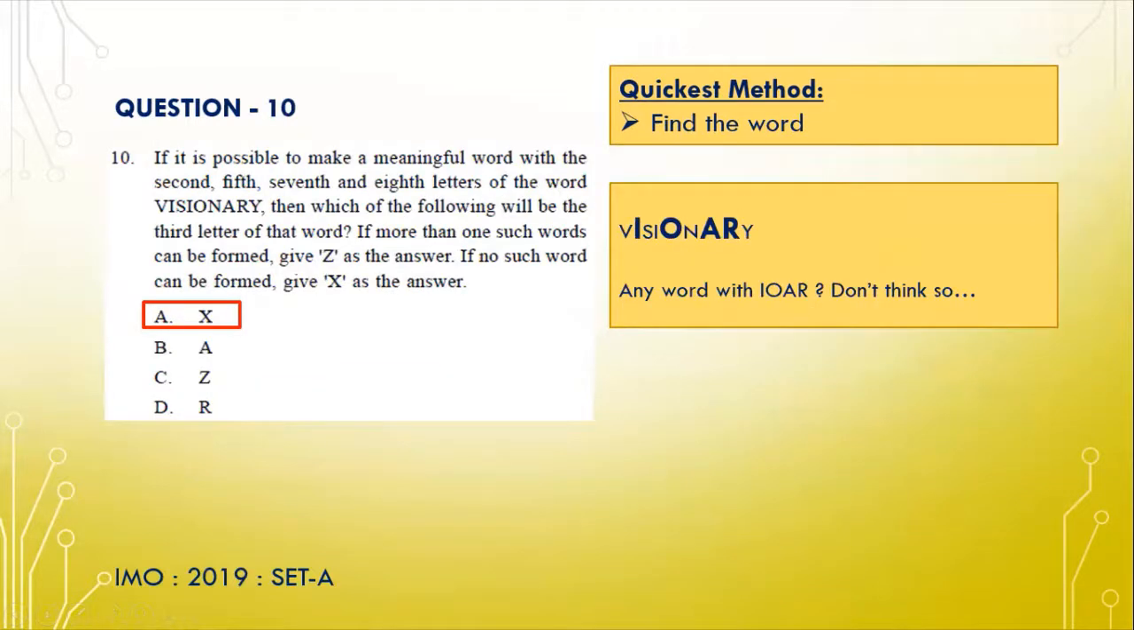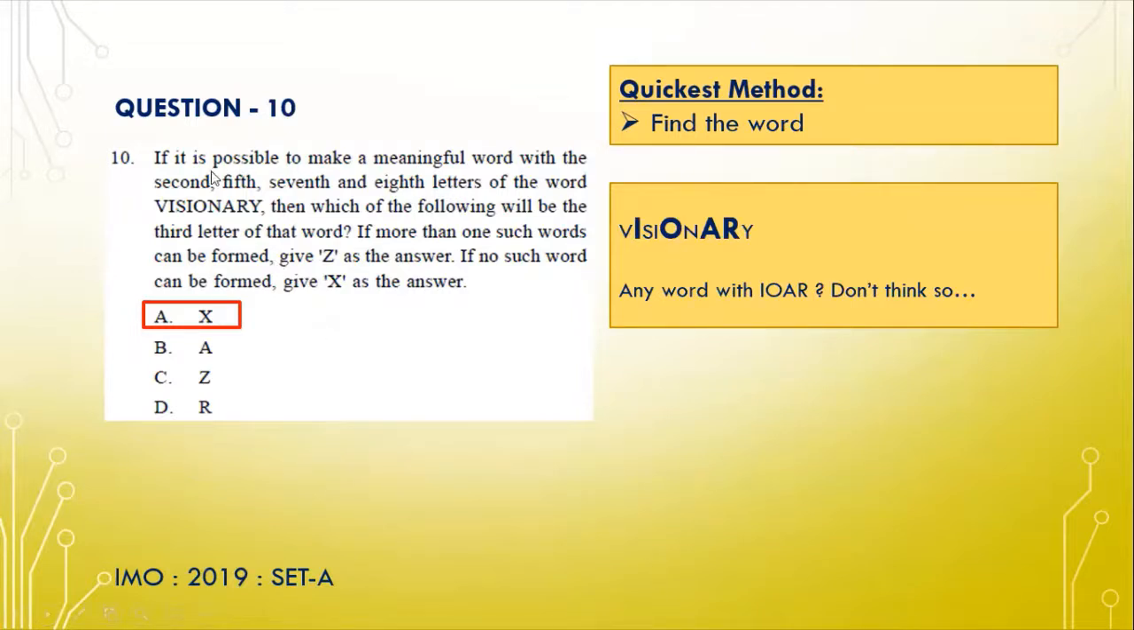If it is possible to make a meaningful word with the second, fifth, seventh, and eighth letters of the word Vishdari, then which of the following will be the third letter of that word? If more than one such word can be formed, give Z as the answer. If no such word can be formed, give X as the answer. So find the word, Vishdari.